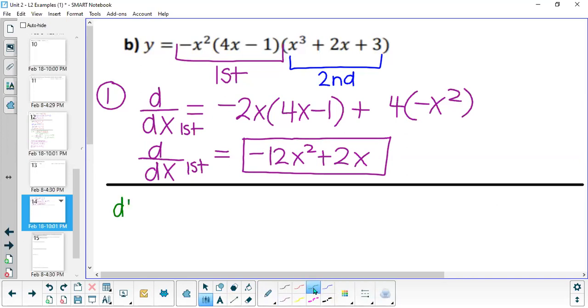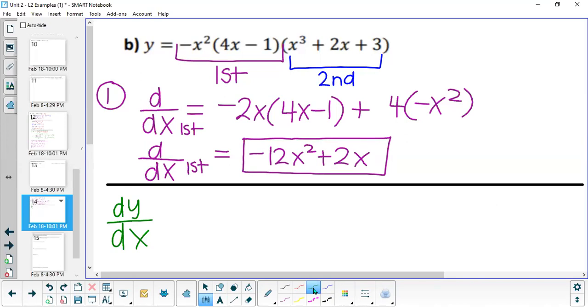So dy over dx, notice I had to take the derivative. I couldn't just multiply negative x squared times 4x minus 1. I had to find d over dx in order for this to work properly. There's no simple answer to that. You would have to prove it using first principles to really understand why that is the case.